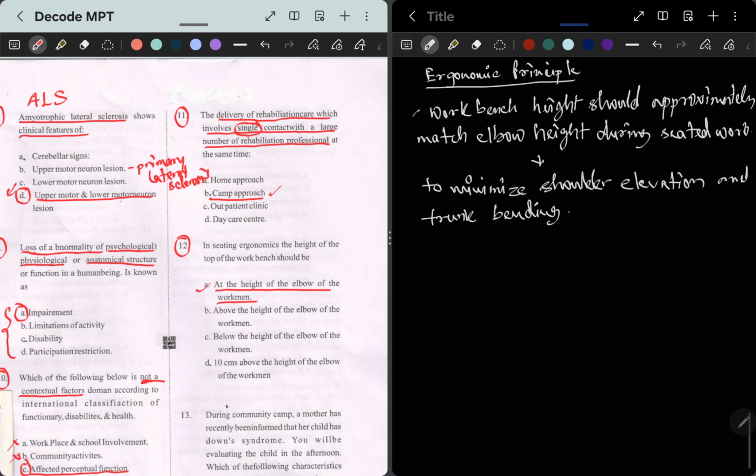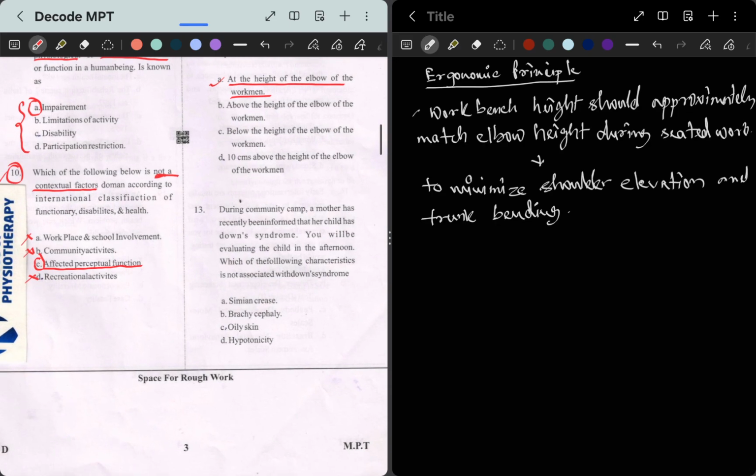Okay, now next question number 13. During a community camp, a mother has recently been informed that her child has Down syndrome. You will be evaluating the child in the afternoon. Which of the following characteristics is not associated with Down syndrome? You have to find out which one is not associated.